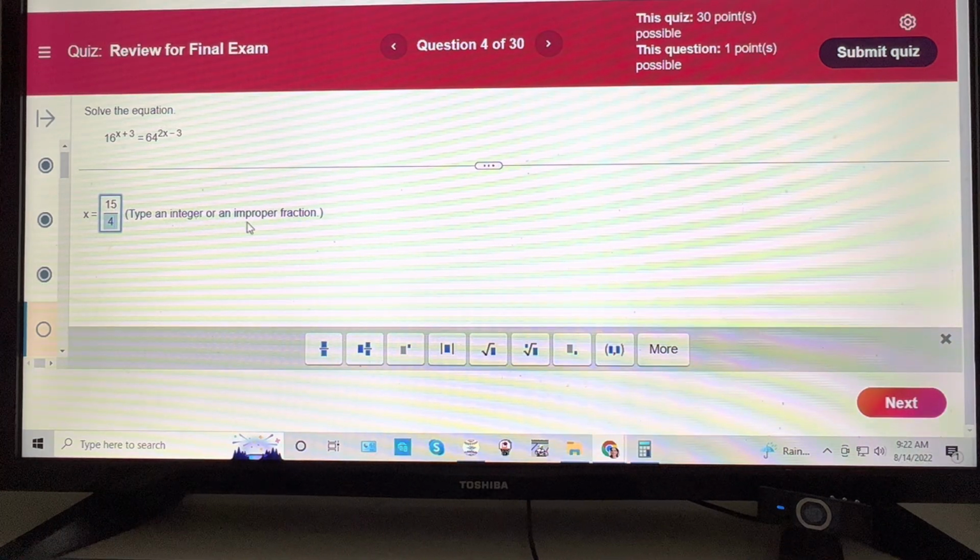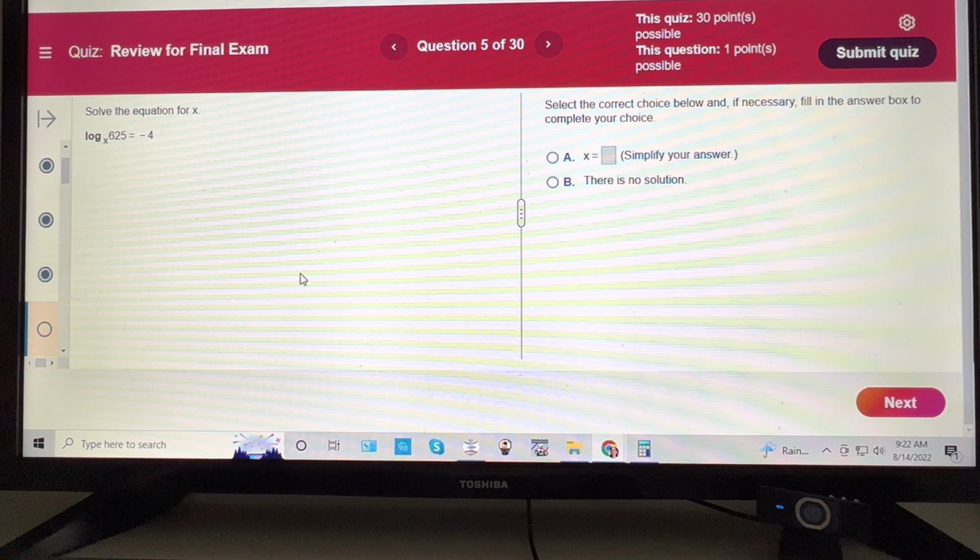Type an integer or an improper fraction. So they want 15 over 4. They don't want a decimal. They don't want a mixed fraction. So especially on doing your tests in MyMathLab, you always have to read the blue part to see how they want the answer. Because if they want 15 over 4 and you put 3.75, even though that's exactly equal to it, they don't give any credit for that.